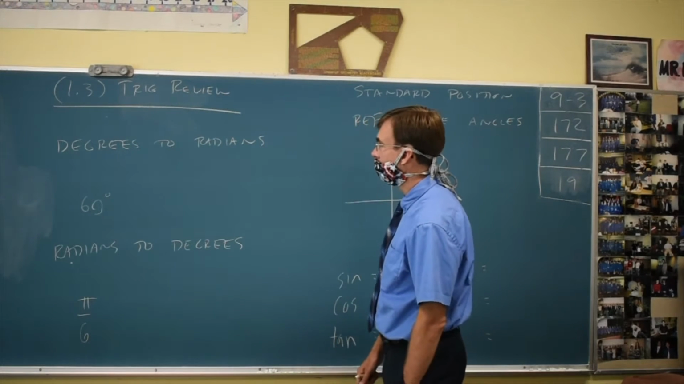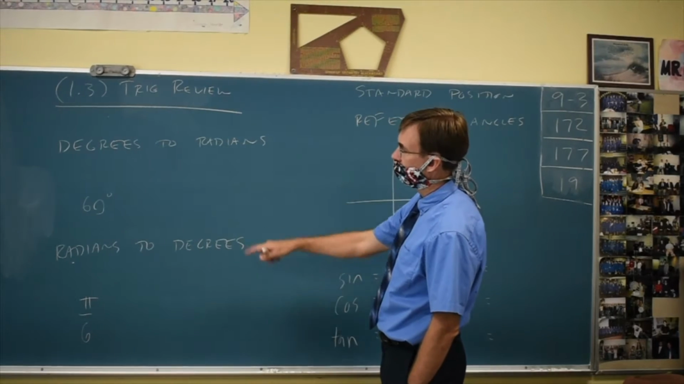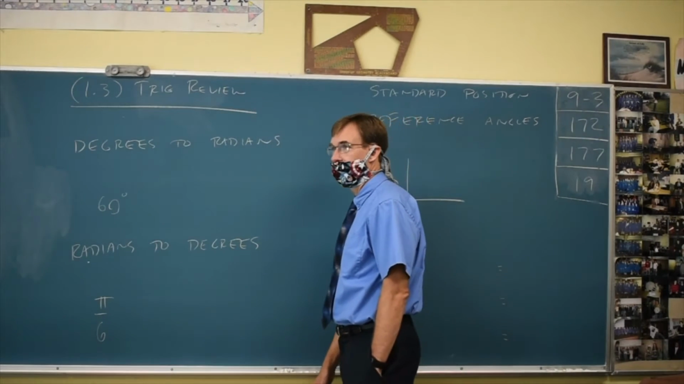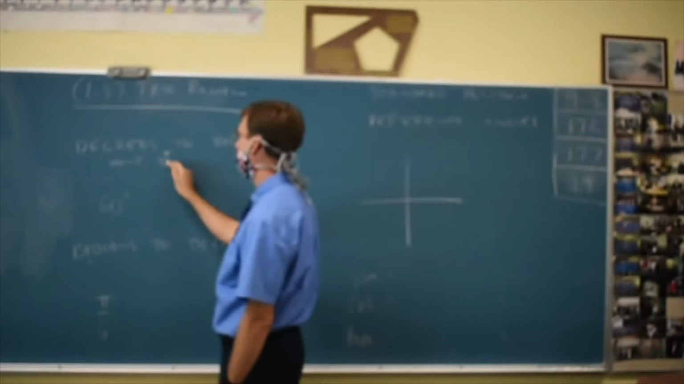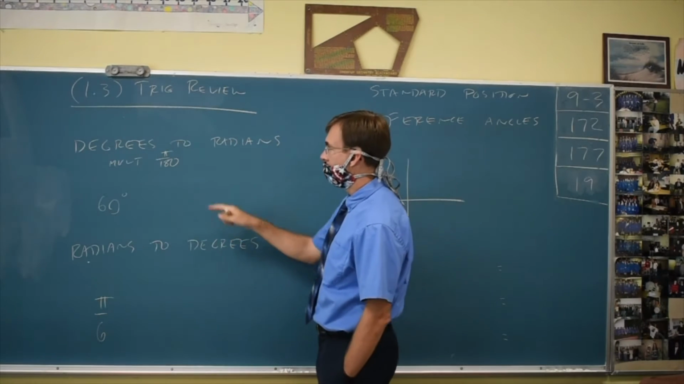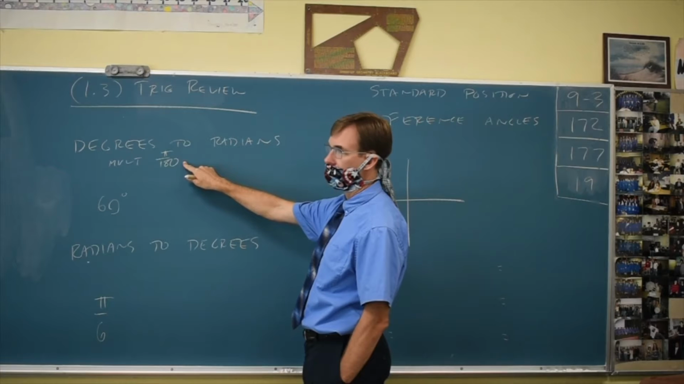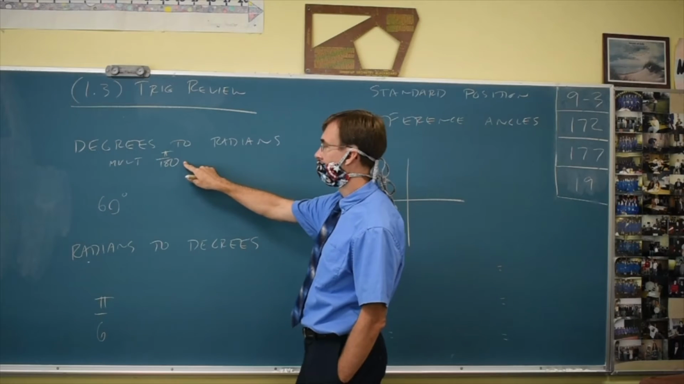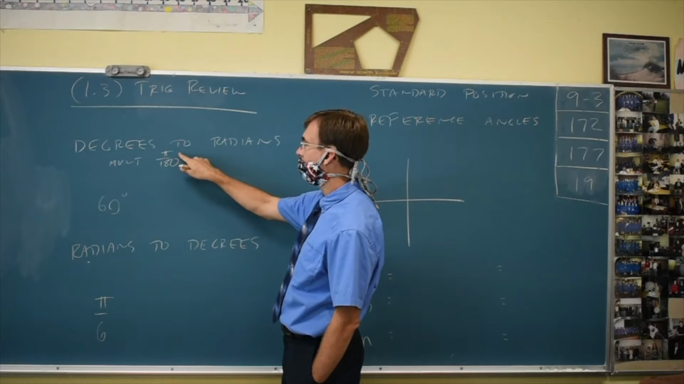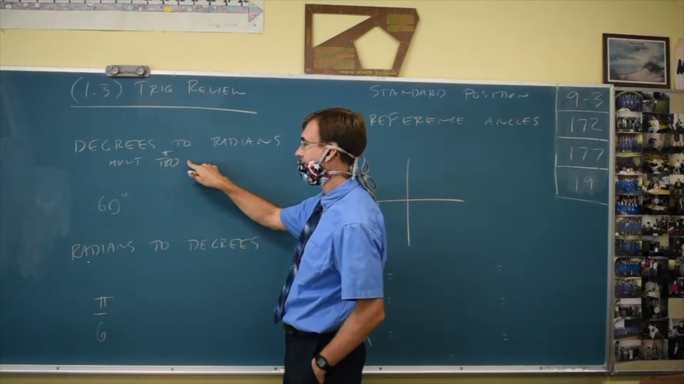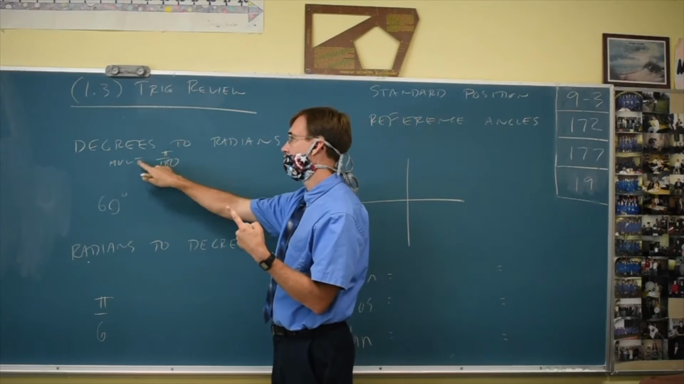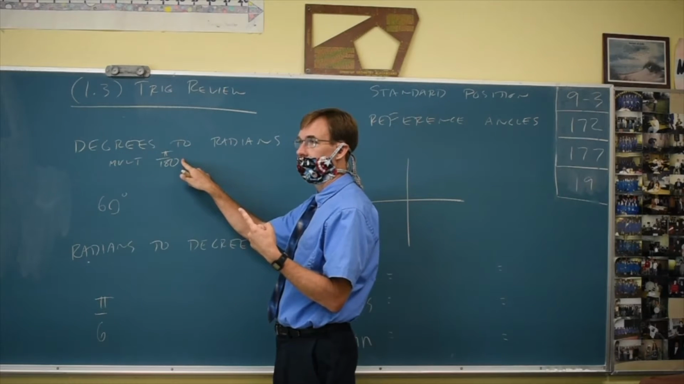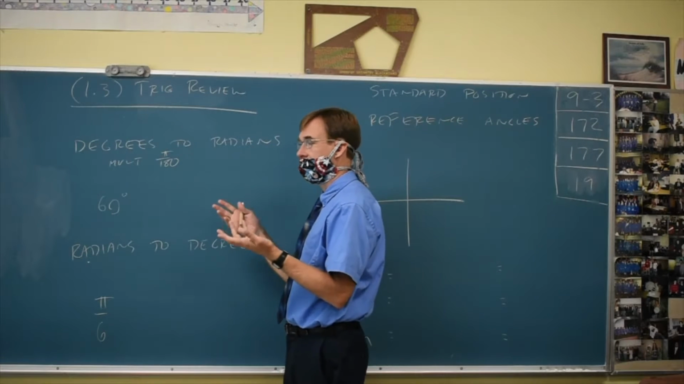Does anybody remember how to turn a degree value into a radian value? Multiply pi over 180. That is correct. We would look to multiply by a fraction with pi over 180. Because pi and 180 really are the same. So in effect, if you have a top and a bottom of a fraction that are the same, that fraction is equivalent to 1. And if you multiply by 1, that keeps things the same. It just makes them look different.